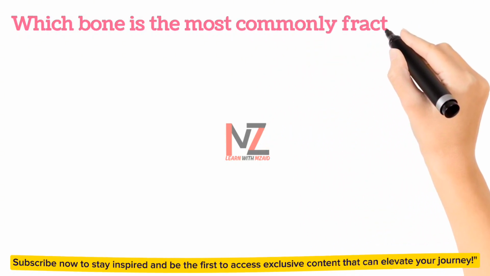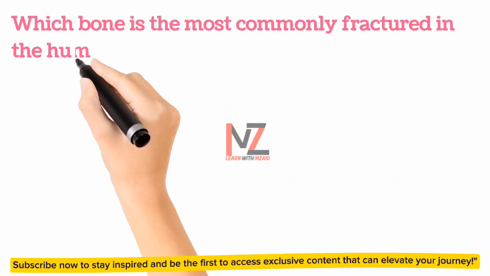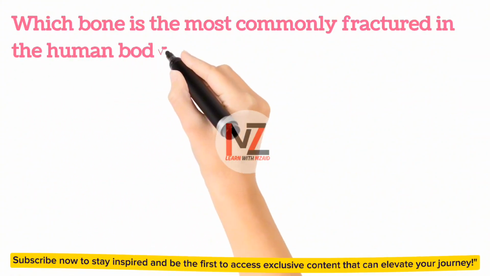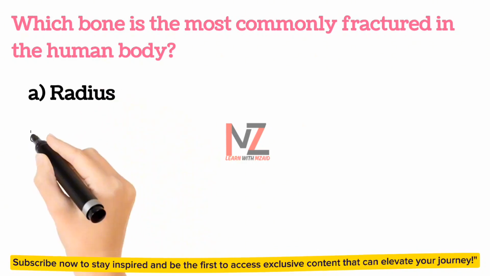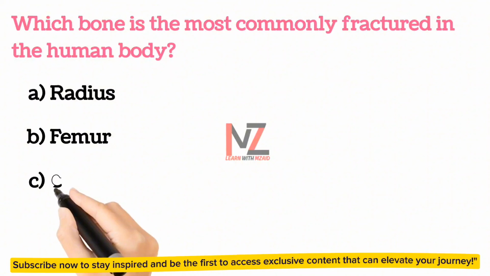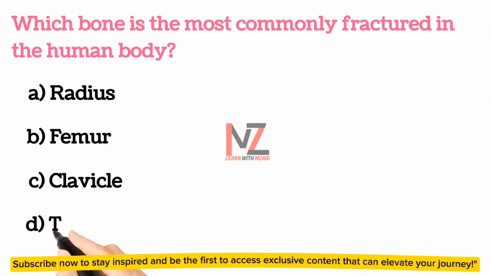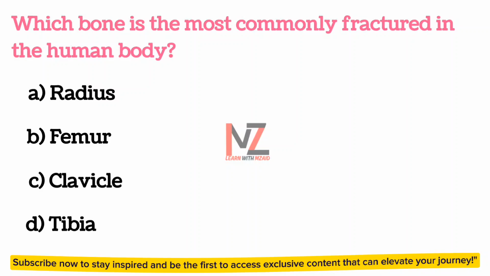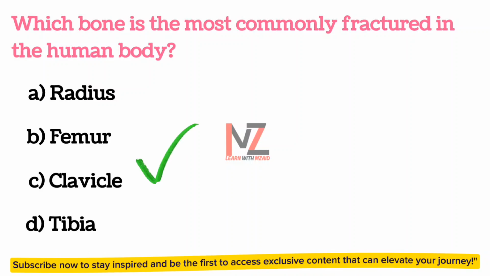Now the question number 1 is, which bone is the most commonly fractured in the human? Option A, radius. Option B, femur. Option C, clavicle. Option D, tibia, and the right answer is clavicle.